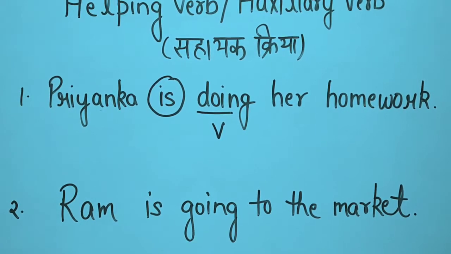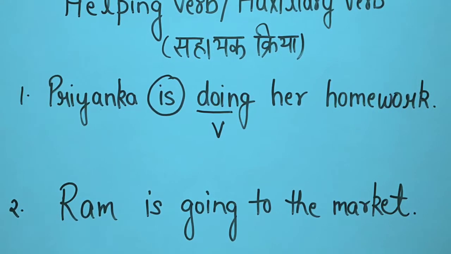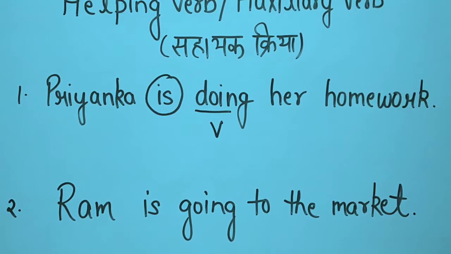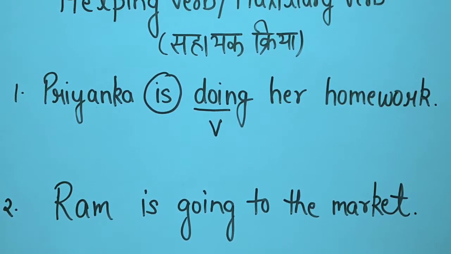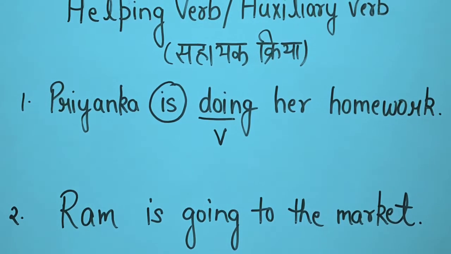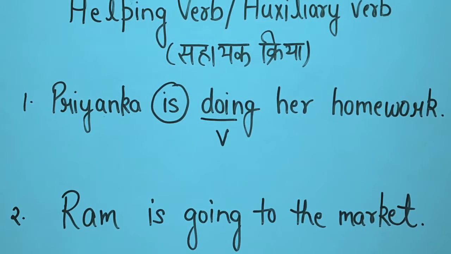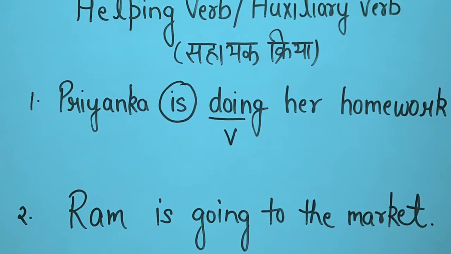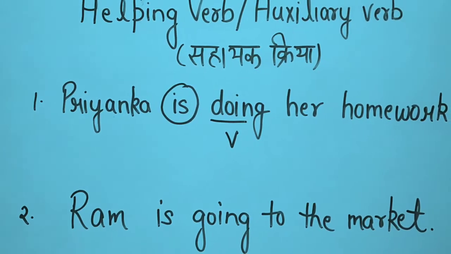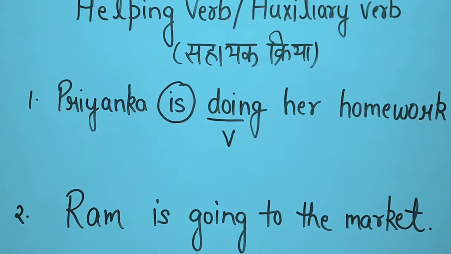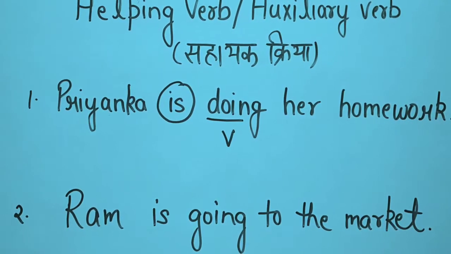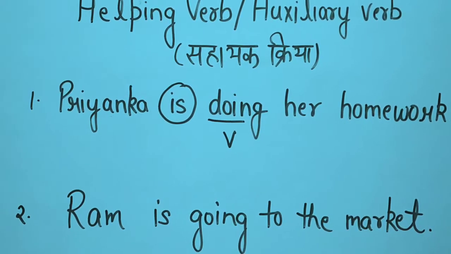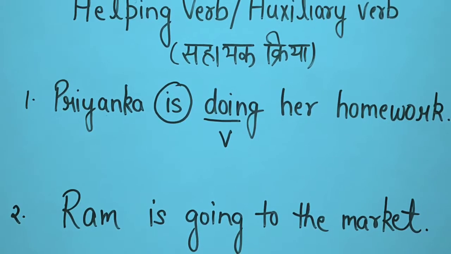Priyanka is a subject and you know what are the rest. Now what is here? Is is a helping verb. Now what is a helping verb or auxiliary verb? They help the main verb to describe action. ये बताते हैं किसी main verb को कि वो action कब हुआ, present में हुआ, past में हुआ, future में हुआ. They help the main verb. Now what is the main verb? Main verb आपका जो action words होते हैं. Means doing is your main verb and is is your helping verb. They help the main verb to frame a sentence.